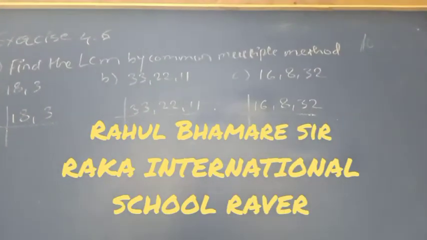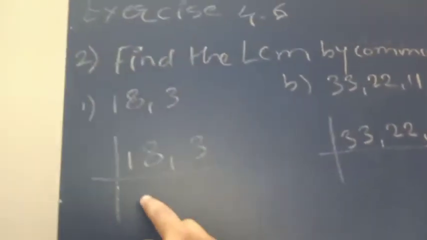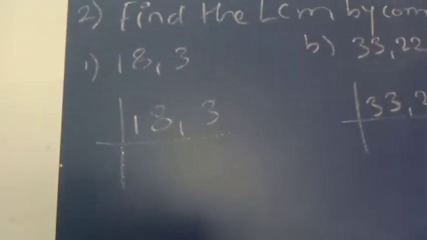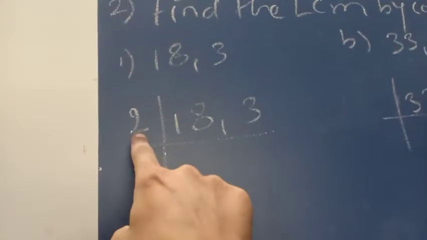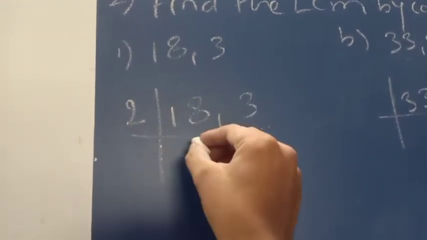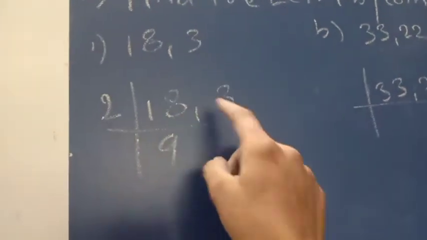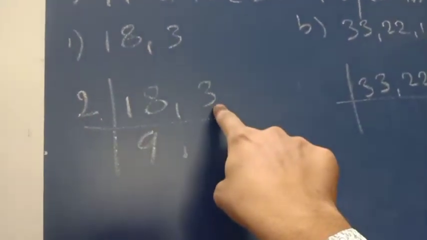Find the LCM by the common multiple method. Now look at the first question, 18, 3. Here we go first with 2. 2 9 times 18. We got 2 9 ja 18. 2 in it, not in the table of 3.